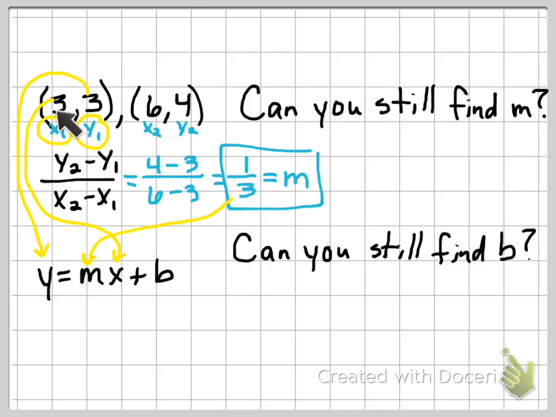So if I use this 3, I have to use this 3, because if I use this x, I have to use this y. If I use this x, I have to use this y. And I can plug them in straight into the formula. Now let's see what that does for us. That gives me 3 equals 1/3 times 3 plus b.